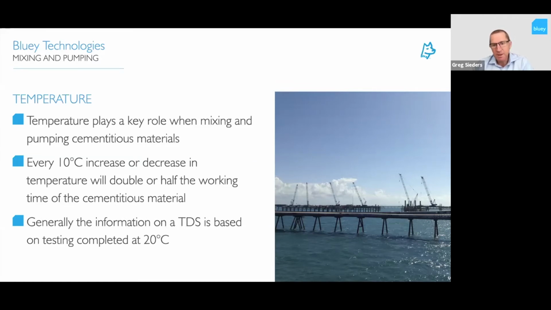So if you've got a typical grout you're working with and it said you had 30 minutes working time, that's based at 20 degrees. If that becomes 30 degrees in temperature for your application, that 30 minutes working time will become 15 minutes. And if you go the other way, if you're down at 10 degrees, that 30 minutes will become 60 minutes. You need to consider this when you're doing your application, because if you're looking at a fast set grout and you need it back in service quickly, when it's in colder temperatures, you need to allow for that extra working time.